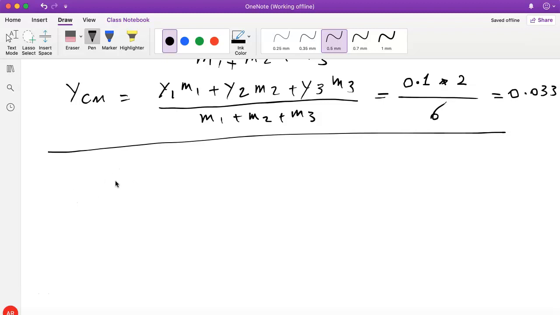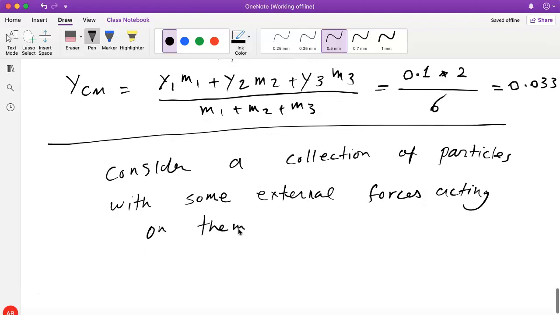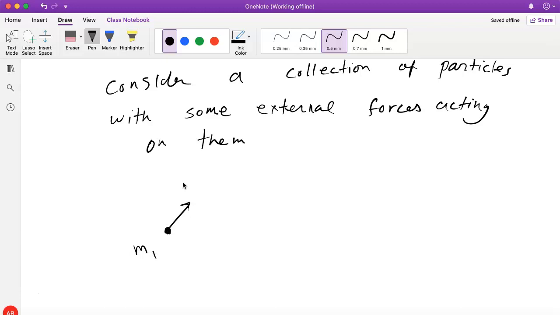So consider again a collection of particles with some external forces acting on them. Let's say I have M1, maybe there's some force F external 1 acting on this particle. Then I have M2, another particle, with some other force, F external 2. And in addition to the external forces, you can have interaction forces between these particles. Maybe they have mass and there's some gravitational attraction between them. Or maybe they're charged and there's some Coulomb repulsion. There's some internal interaction.